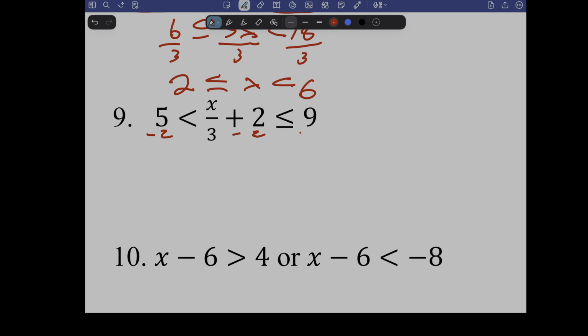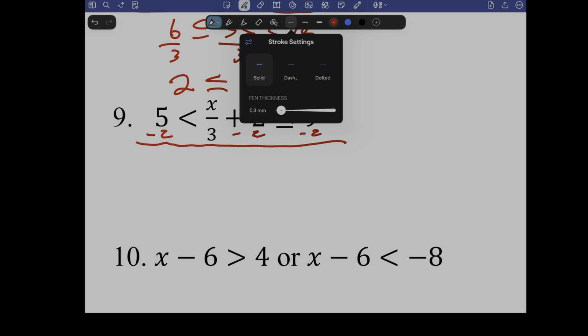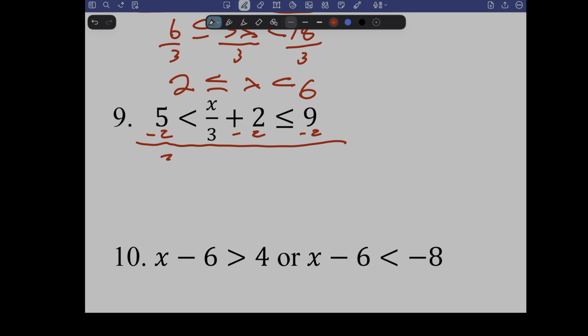Minus 2, minus 2, minus 2. Just think about if I were to cover up with your hand the 5 and the less than sign. So it just says x over 3 plus 2 is less than or equal to 9. You would subtract the 2 and then you'd multiply by 3. I'm just going to do the same thing to the 5 as well. So if I were to do all this, I would end up getting 3 is less than x over 3, less than or equal to 7.